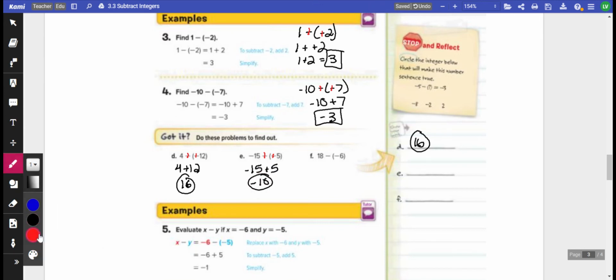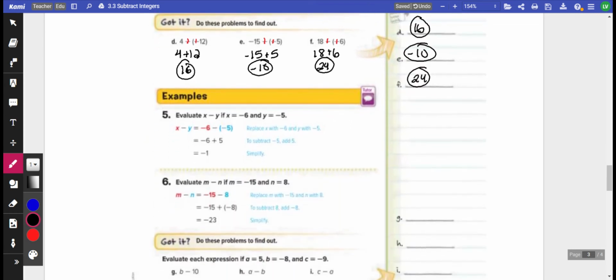Then for letter F, 18 minus -6, I want to do the additive inverse. So I'm adding the opposite. So that becomes 18 plus 6, which gives me the answer of 24. And I'm going to write both those answers off to the right. So -10 and 24.